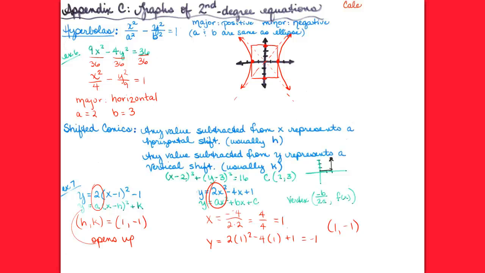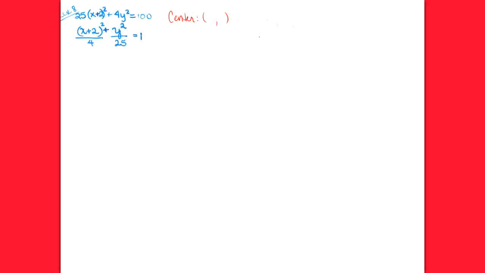For our last example, they start off with an equation that I have to first figure out what I'm working with. Am I working with a circle, a parabola, an ellipse, a hyperbola, so that I know what to do with it? Okay? So when I look at the equation that they give me, I've got 25x plus 2 squared plus 4y squared is equal to 100. Is that a parabola? No. How do you know? It has x squared and y squared.